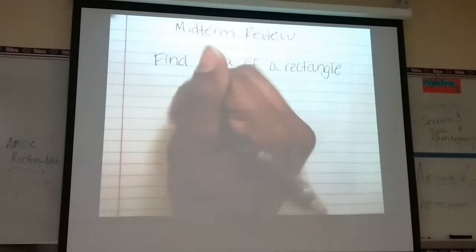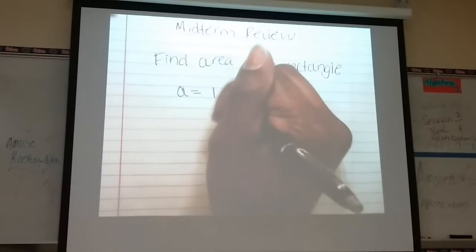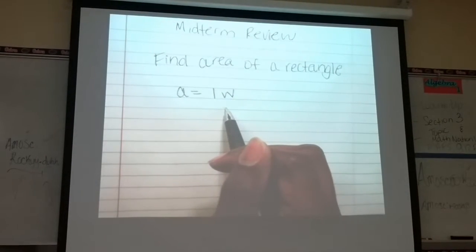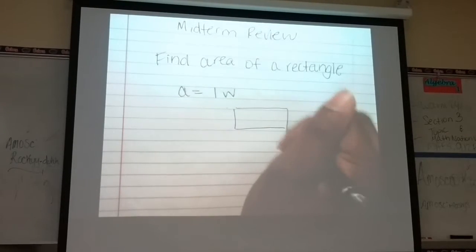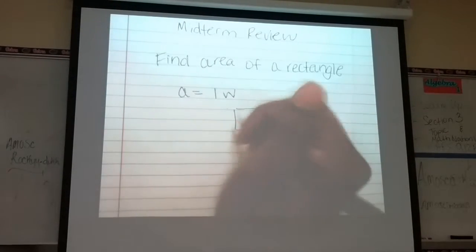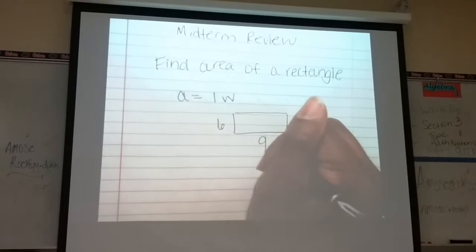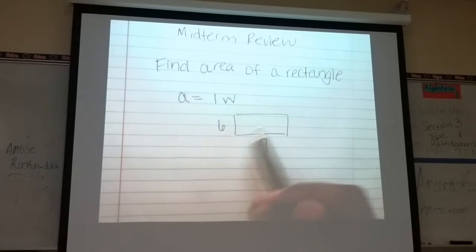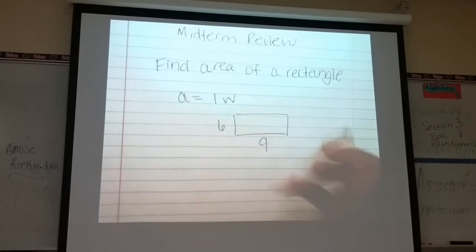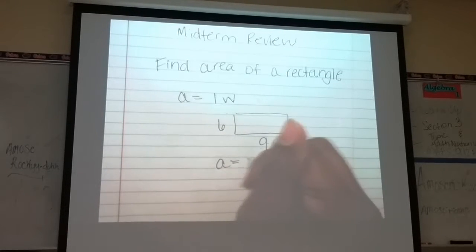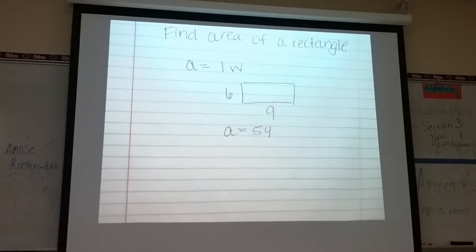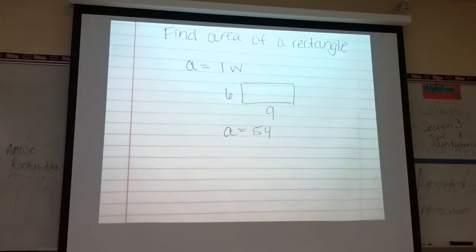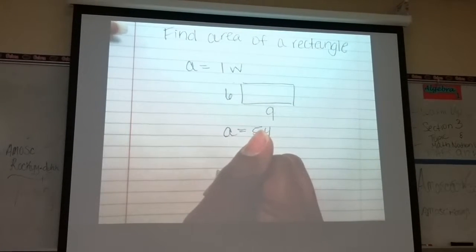Alright, so remember, area is always length times the width. So if I have a rectangle, one side is 6, the other side is 9. In order for me to find the area, it's simply 6 times 9. So my area would be 54. But of course, your problems are a little bit more complicated.